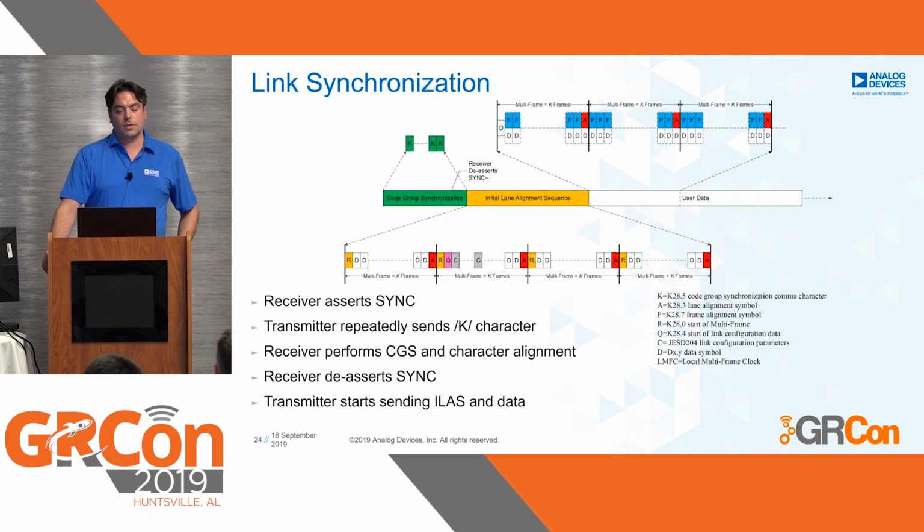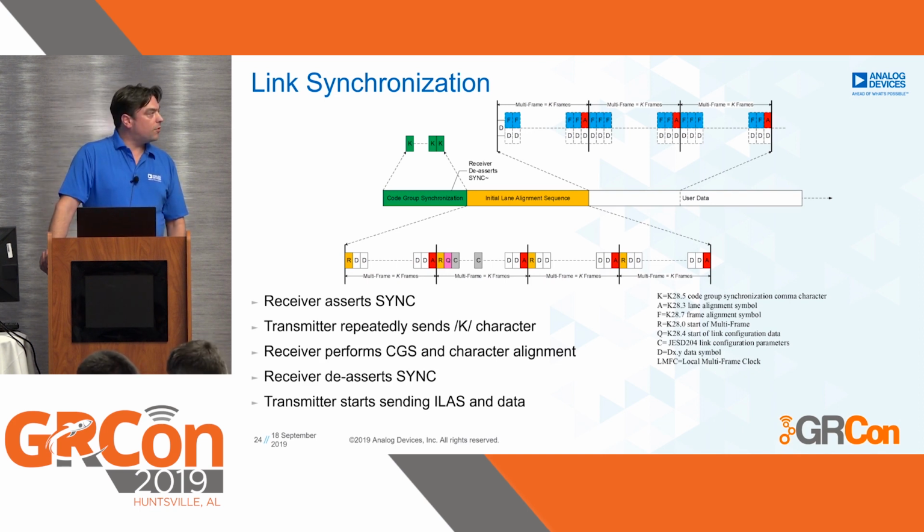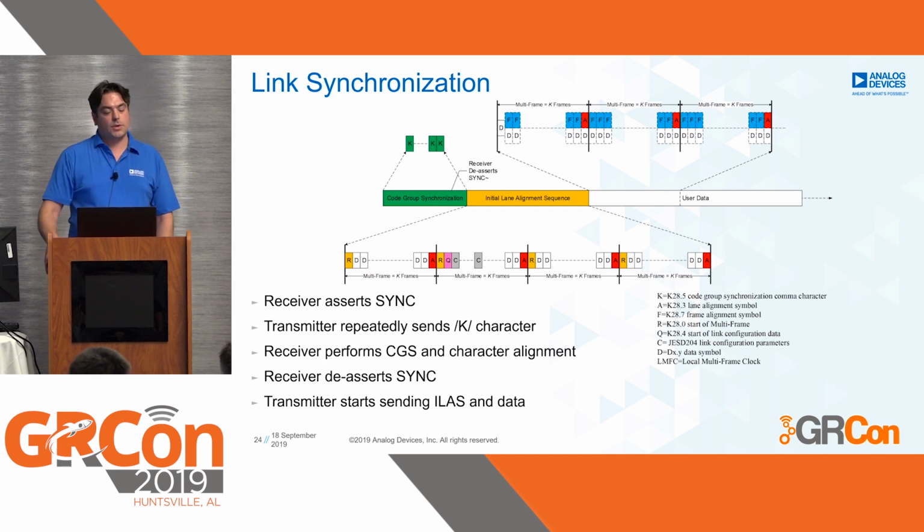So how does link synchronization work in general? The receiver asserts the synchronization pulse or the synchronization strobe. Then the transmitter repeatedly sends the K character. The receiver performs what's called code group synchronization and character alignment. After that's done, the receiver deasserts the sync, and the transmitter sends the initial lane alignment sequence followed by the data.